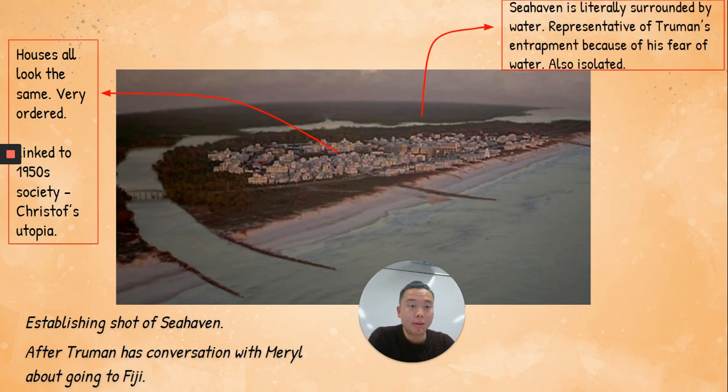Also notice that Sea Haven is literally surrounded by water. This is representative or symbolic of Truman's entrapment because of his fear of water. He cannot leave Sea Haven because he's petrified of water. So this again symbolizes his isolation.